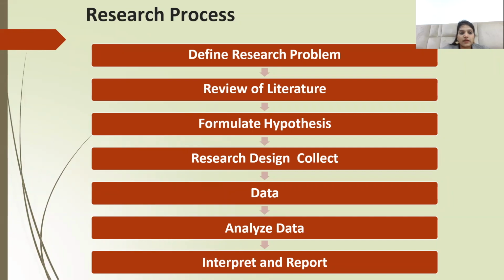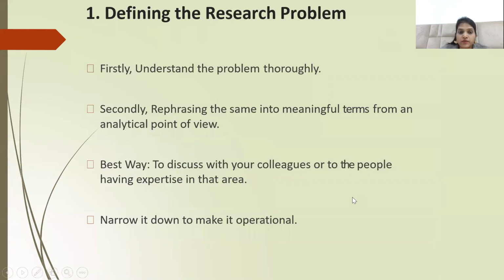The next topic is research process. Here we will learn how to do our research in a systematic process. The very first step is to define the research problem. As I just discussed, the objective of your research needs to be clearly defined. There should not be any vagueness in them. So you need to understand the problem thoroughly.